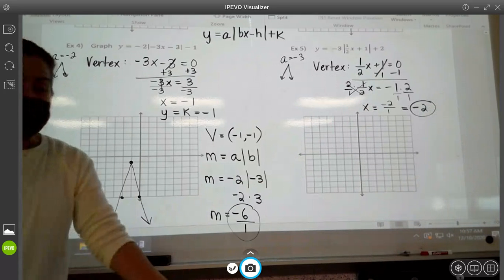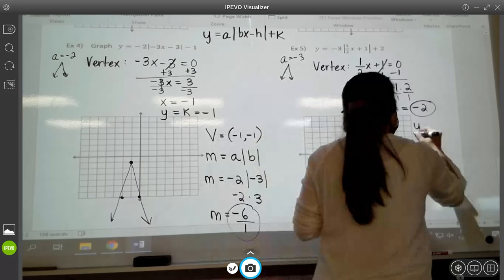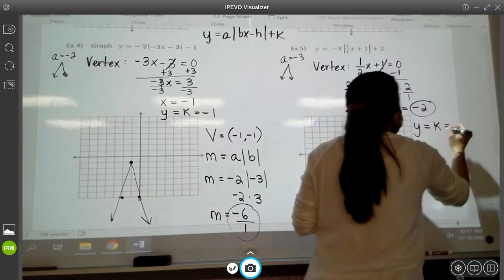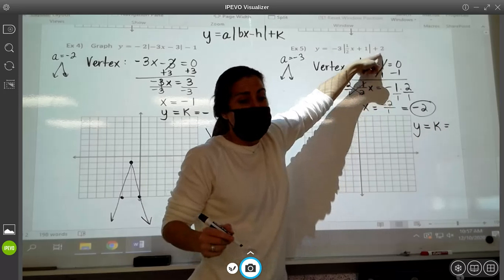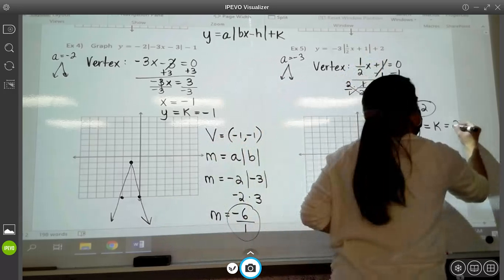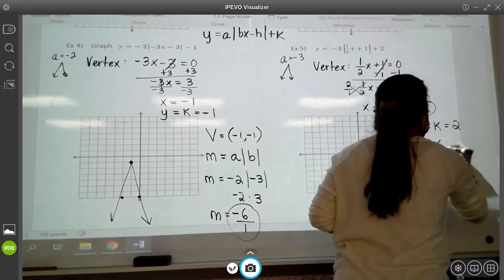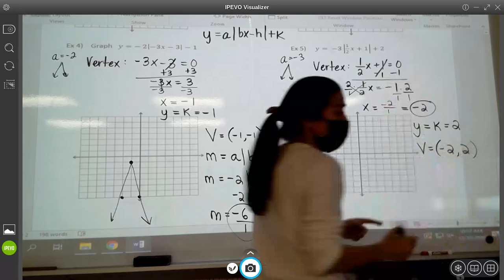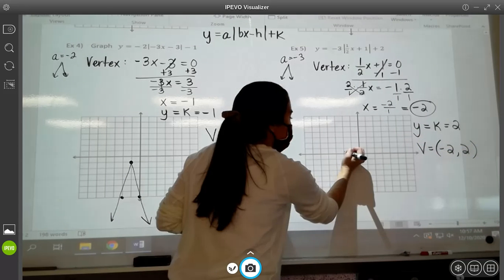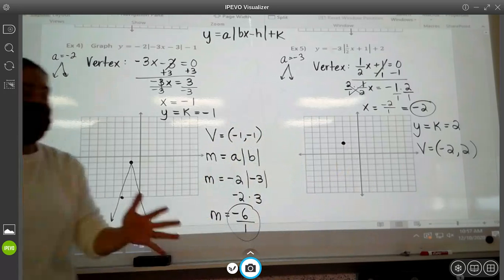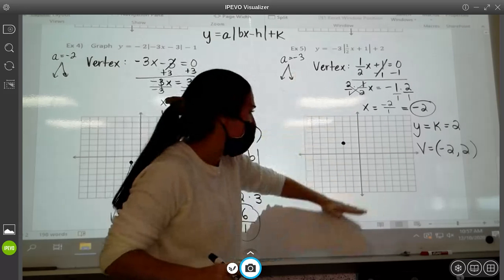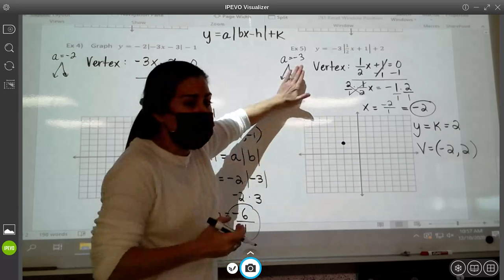All right, now we need the y-coordinate. The y-coordinate is the best. It's always equal to k, which is always that number at the end of the problem by itself. So in this problem, it's +2. So now we know our vertex is (-2, 2). Put it right on your graph. Left 2 and up 2. We know the V is going to go down from here. We've already established that because the number in front was negative.